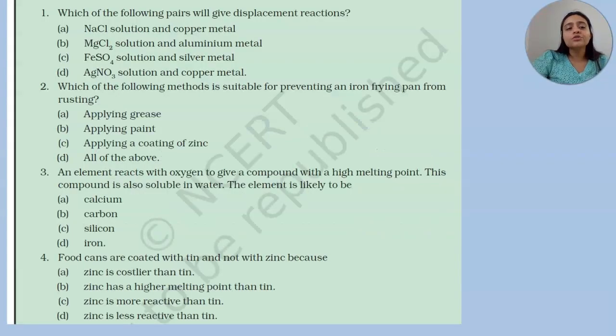And now we are going to practice some NCERT questions. Let us see the answers of these NCERT questions. Which of the following pairs will give the displacement reaction? We can see there is a sodium chloride solution and copper metal. We already know a highly reactive metal is going to displace a less reactive metal. What will be the answer from this one? The answer is option D.